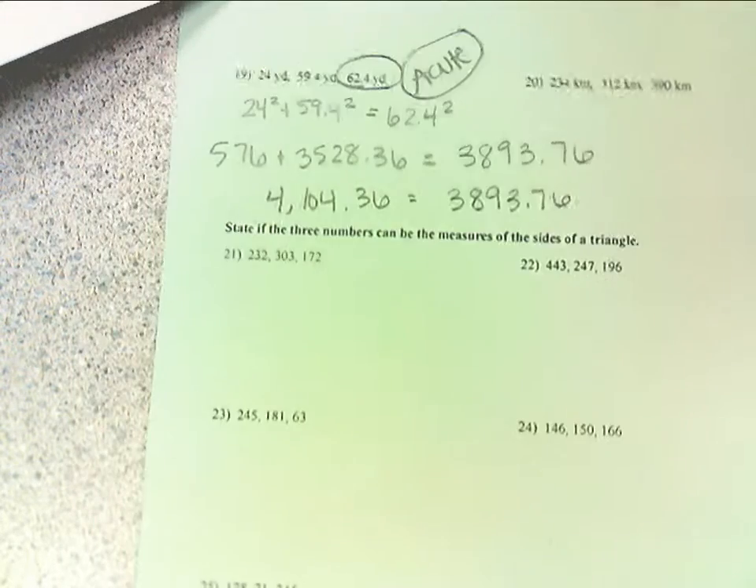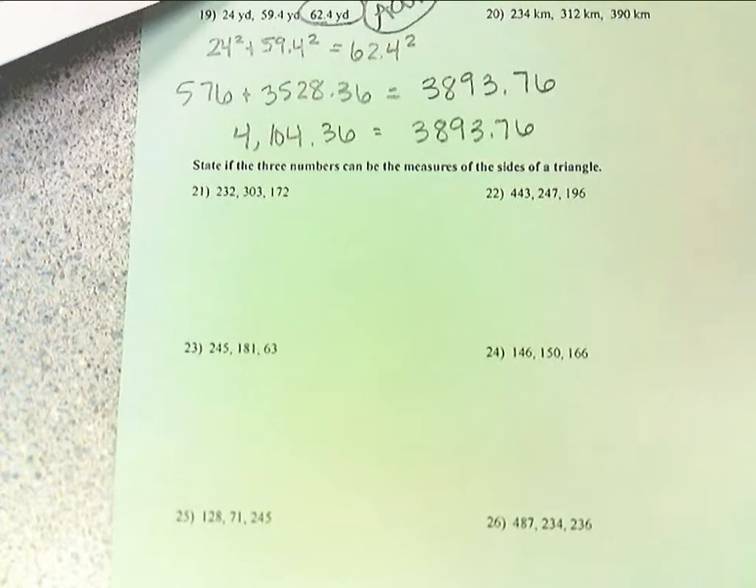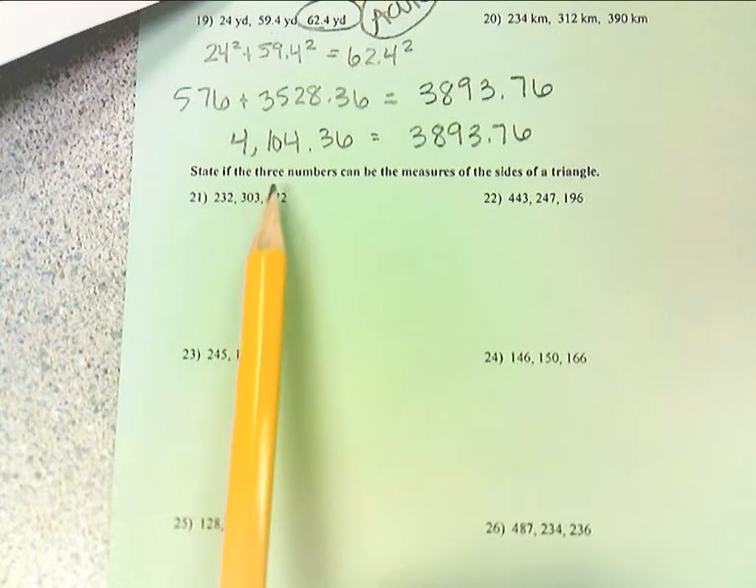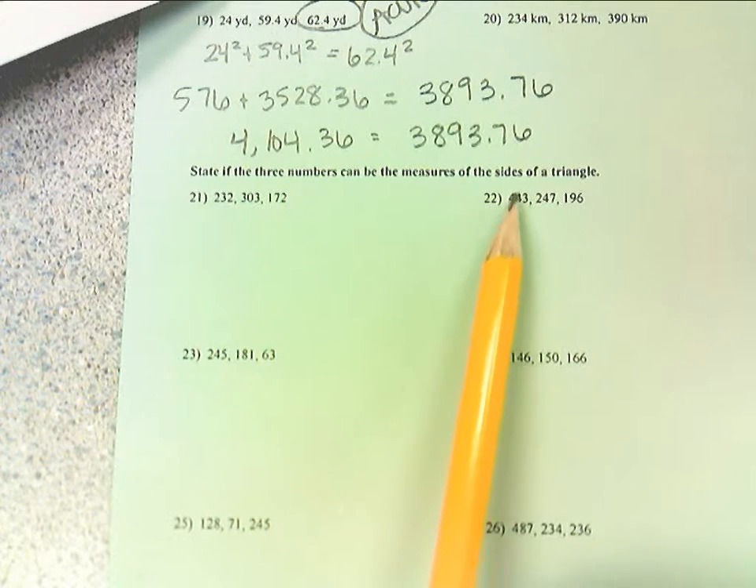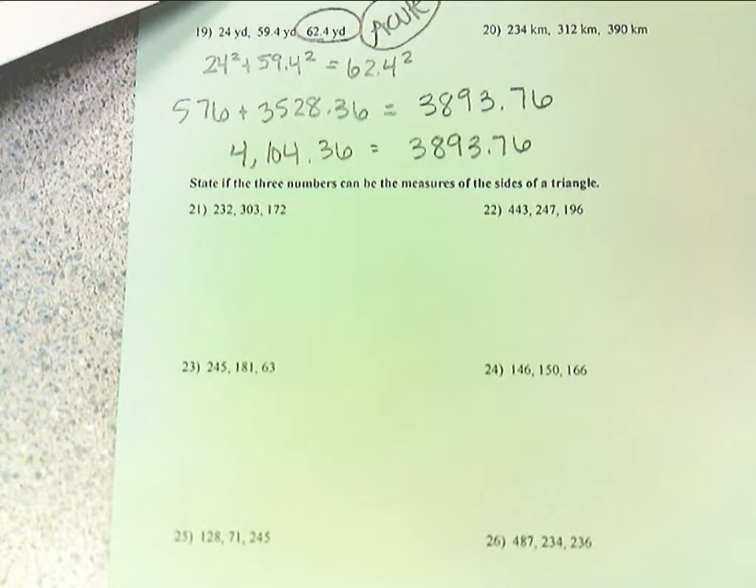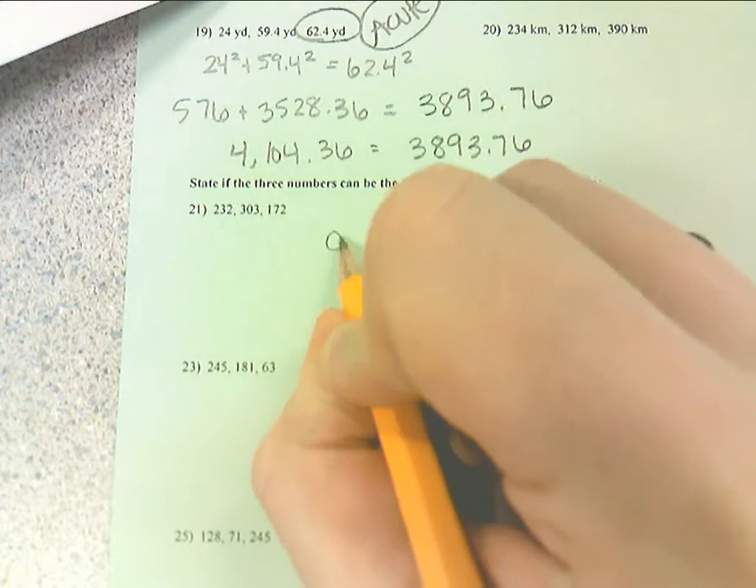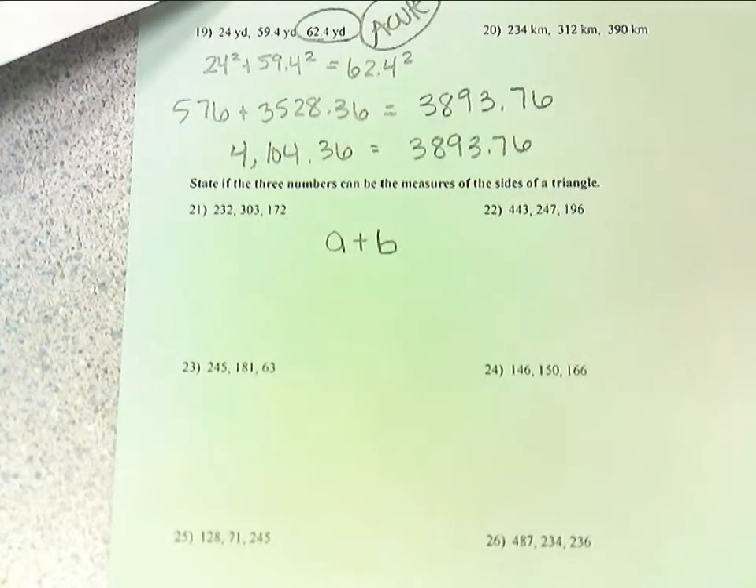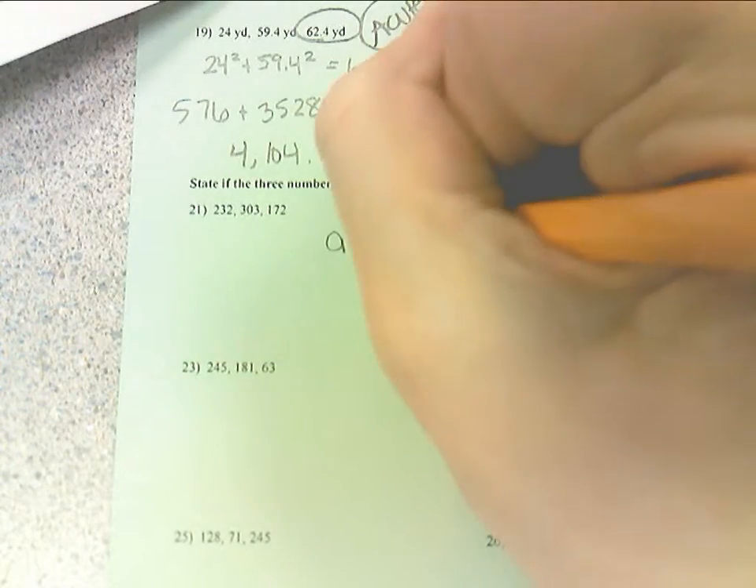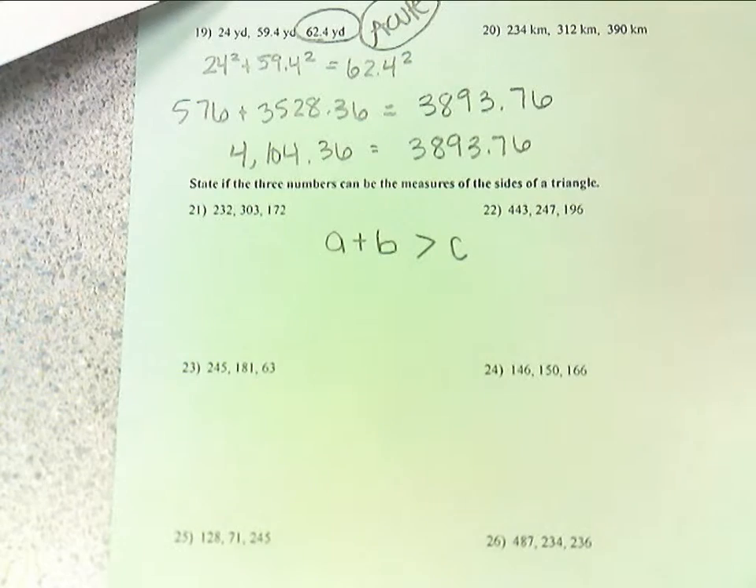Okay, so moving on to the next section. This section says, state if the three numbers can be the measures of the sides of a triangle. In class, in order to find the equation for this, we use the spaghetti noodles. So if you remember spaghetti noodles, you'll remember if you take the two small sides and add them together, so A plus B, it must be greater than C in order for it to form a triangle.